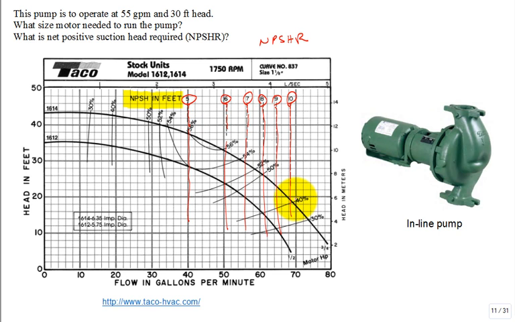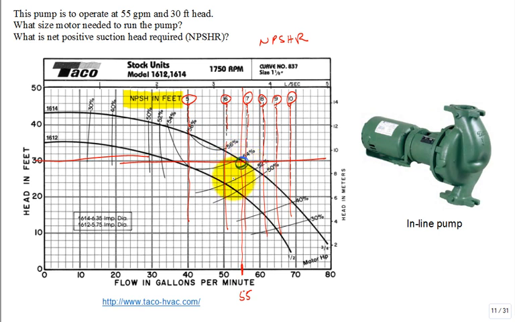So this pump is to operate at 55 GPM, right here is 55 GPM, and 30 foot of head. So let me come up here. And where is 30 foot? 30 foot is right there. So 55 and 30 should be right in that vicinity.